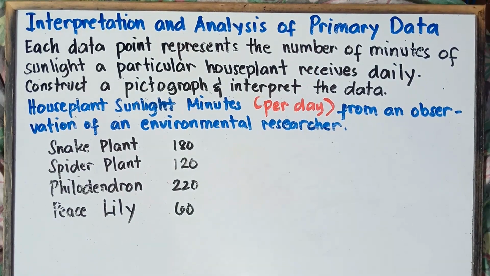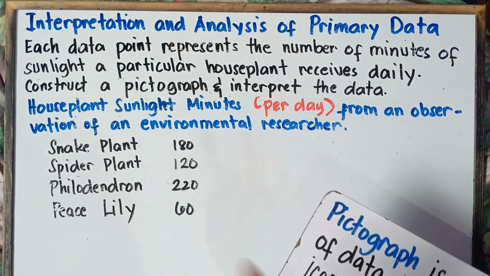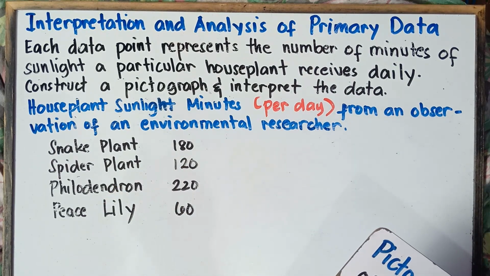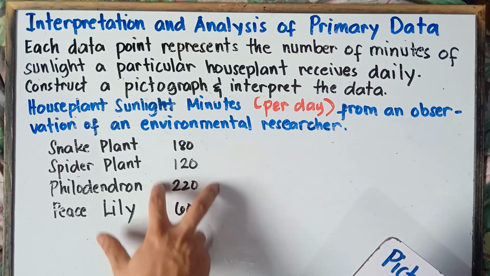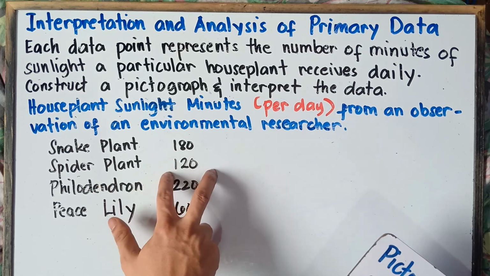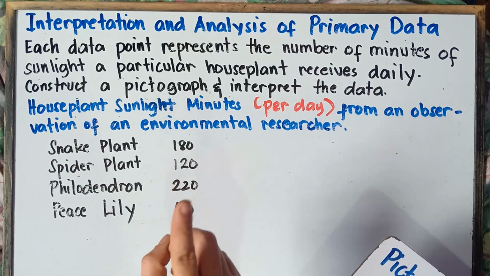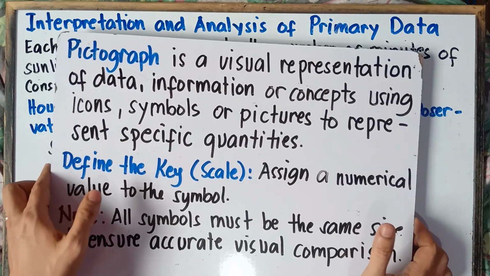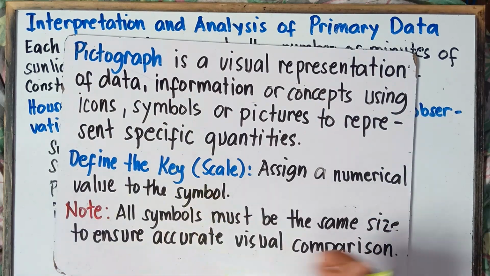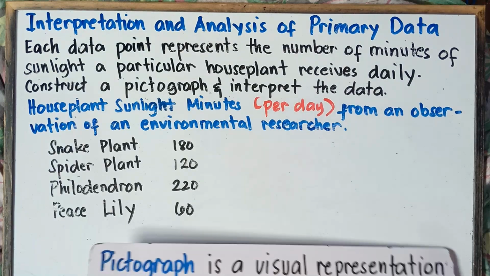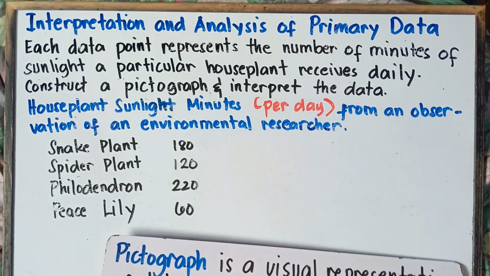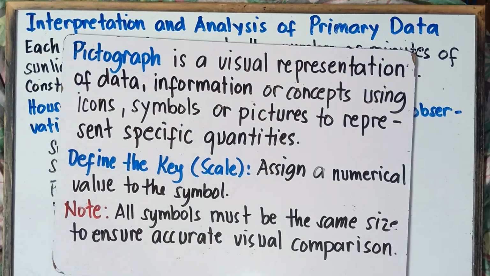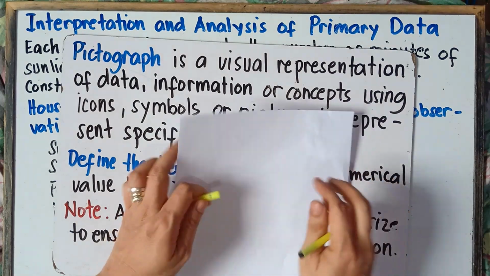So therefore, we can represent this. Once again, class, you need to have a symbol if you are using a pictogram. Since we have given sunlight minutes, we can draw a sun. One sun is equivalent to 20 minutes. I have my color pen right here, but it's not working on this whiteboard. So if you will be using a bond paper, class, if you have your bond paper right there, you can draw a sun.